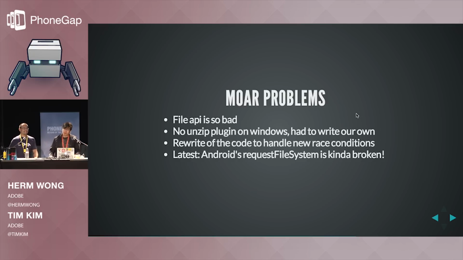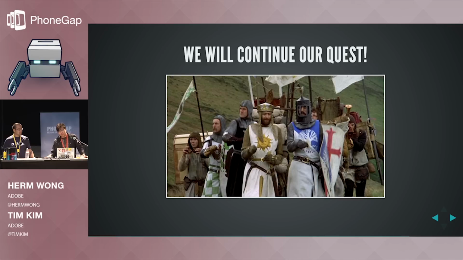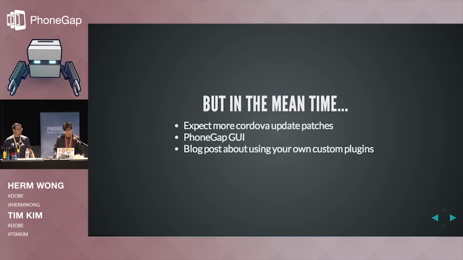Yeah, and there was also no unzip plugin working on Windows, and we had to write that. Major rewrite of the code. And we also found out very recently that Android's request file system is kind of broken, and that's a huge bummer. But we will continue on our quest. We've got one more ace up our sleeve, which is to write basically a plugin that handles all this for us. We would like to keep it in JavaScript, but this is the reality of things, I guess.